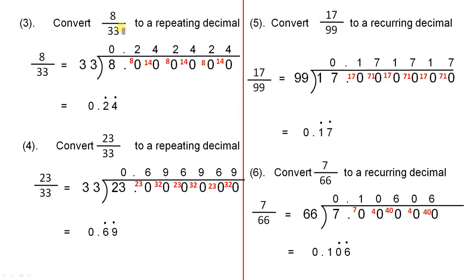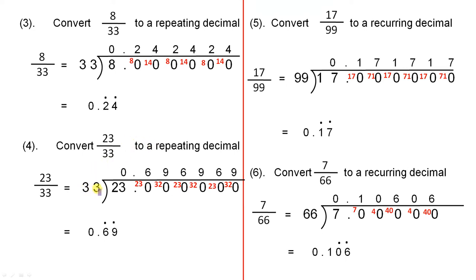Convert 8 over 33 to a repeating decimal. We divide 33 into 8, that goes 0, 8 left over. 33 into 80 goes twice, 14 left over. 33 into 140 goes 4 times, 8 left over. And that pattern continues. The 2 and the 4 keep repeating, and that's how we write it, with the 2 dots on top, which tell us that the 2 and the 4 keep repeating, and that's an example of a repeating or recurring decimal.